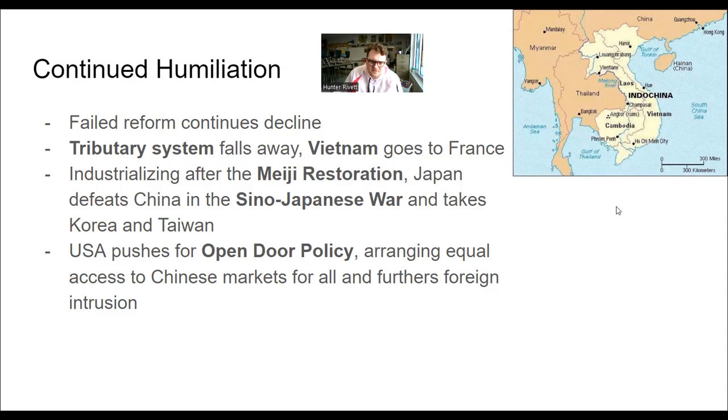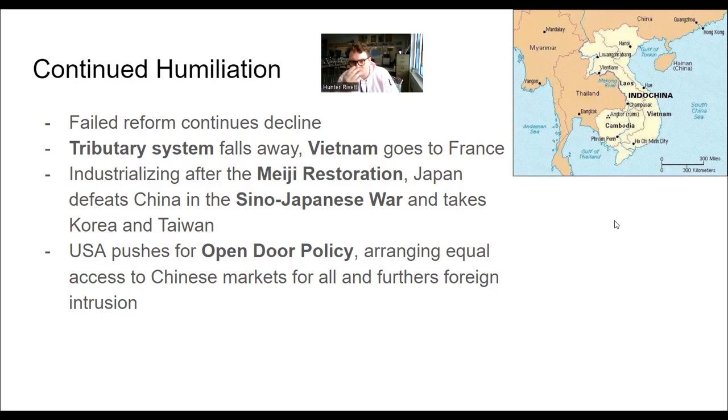So Japan is heavily industrializing in the Meiji Restoration. We'll look at that here in a second. And they go and take on China. They get some islands from China. But in the Sino-Japanese War, 1894, 1895, sometimes called the First Sino-Japanese War, because some historians call the first part of World War II in the Asian Pacific theater the Second Sino-Japanese War. For this class, we'll just call it World War II.